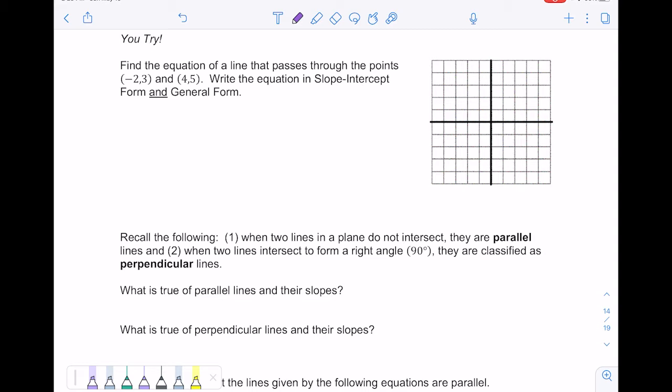For the next equation, I need to write an equation of a line that passes through the points negative 2, 3 and 4, 5, and then write the equation in slope-intercept form and general form. So this is good practice. The first thing I need to do is find the slope. So I got 1/3. Now I've got a slope and I have a point, and I can plug those in to my point slope formula.